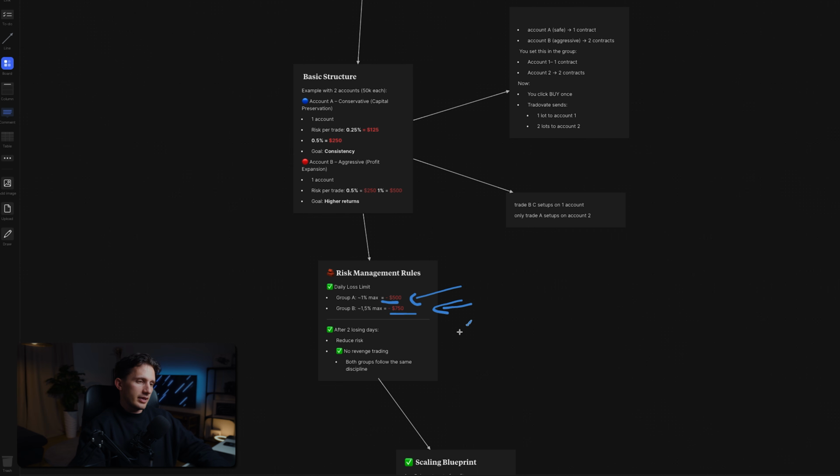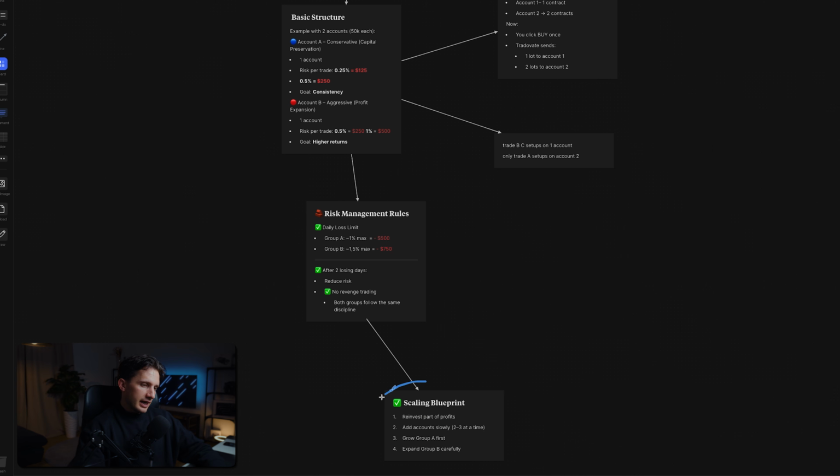That's so key, guys. And as well, no revenge trading. If you lose this amount, then you go away. No matter what, you go away. You go on with your day, you go to the gym or do something else, or you go on a walk or whatever it is, but you go away when these red numbers hit. So both groups follow the same discipline: here 500 and here 750, you go away.